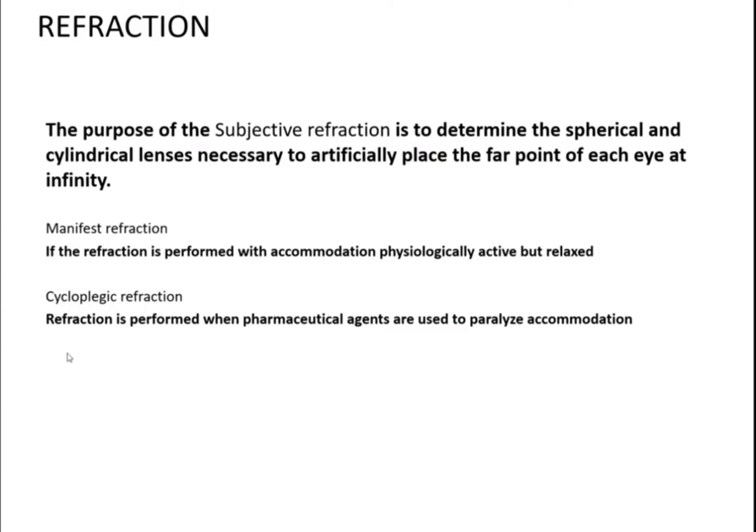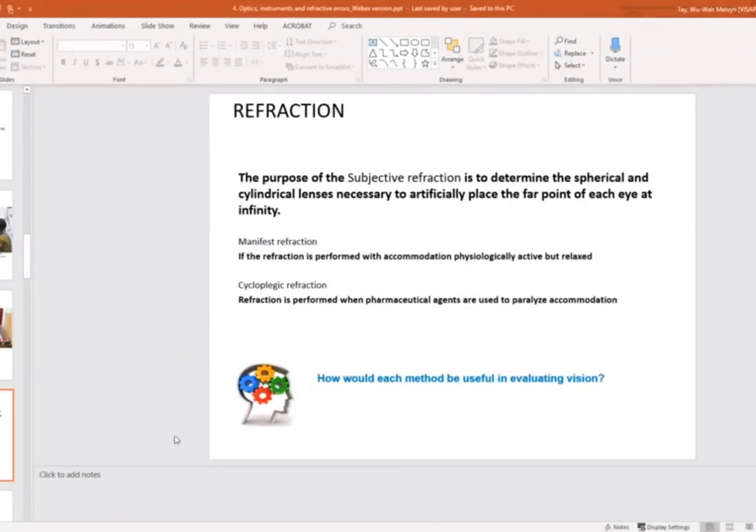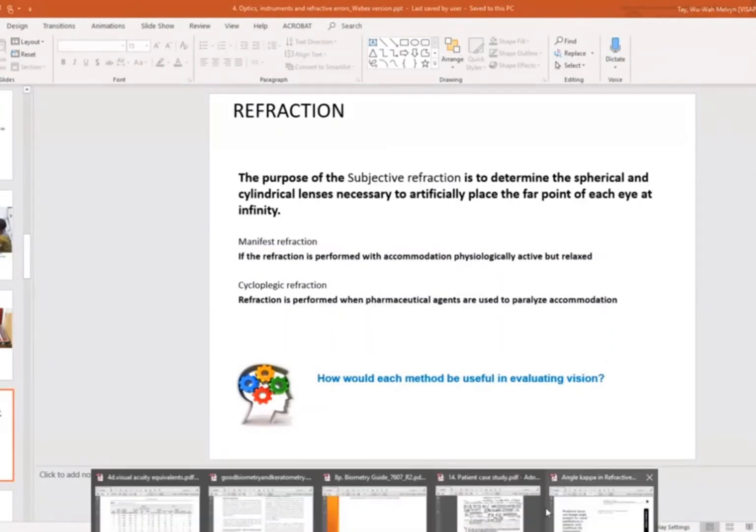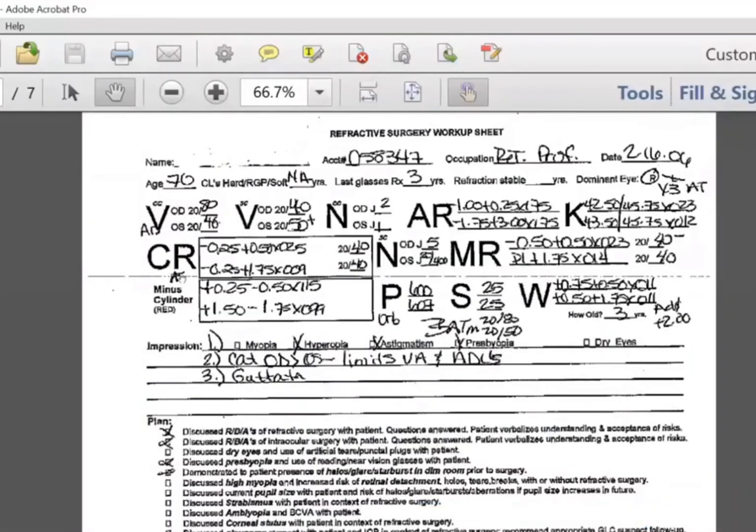Of course, when we look at IOLs, we don't perform cycloplegic refraction post-op after cataract surgery because there's no longer accommodation in that form. But manifest refraction and auto-refraction could possibly be done post-operatively.